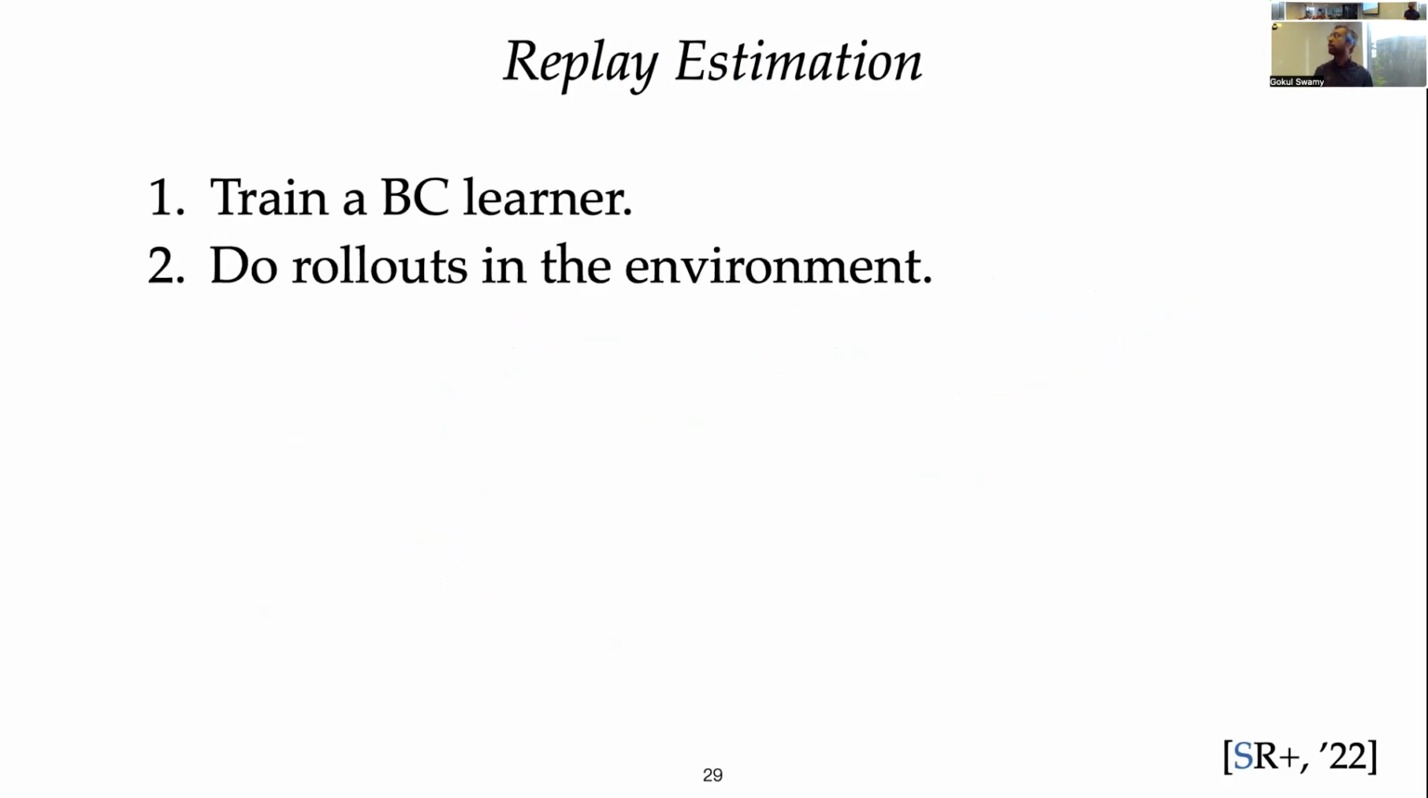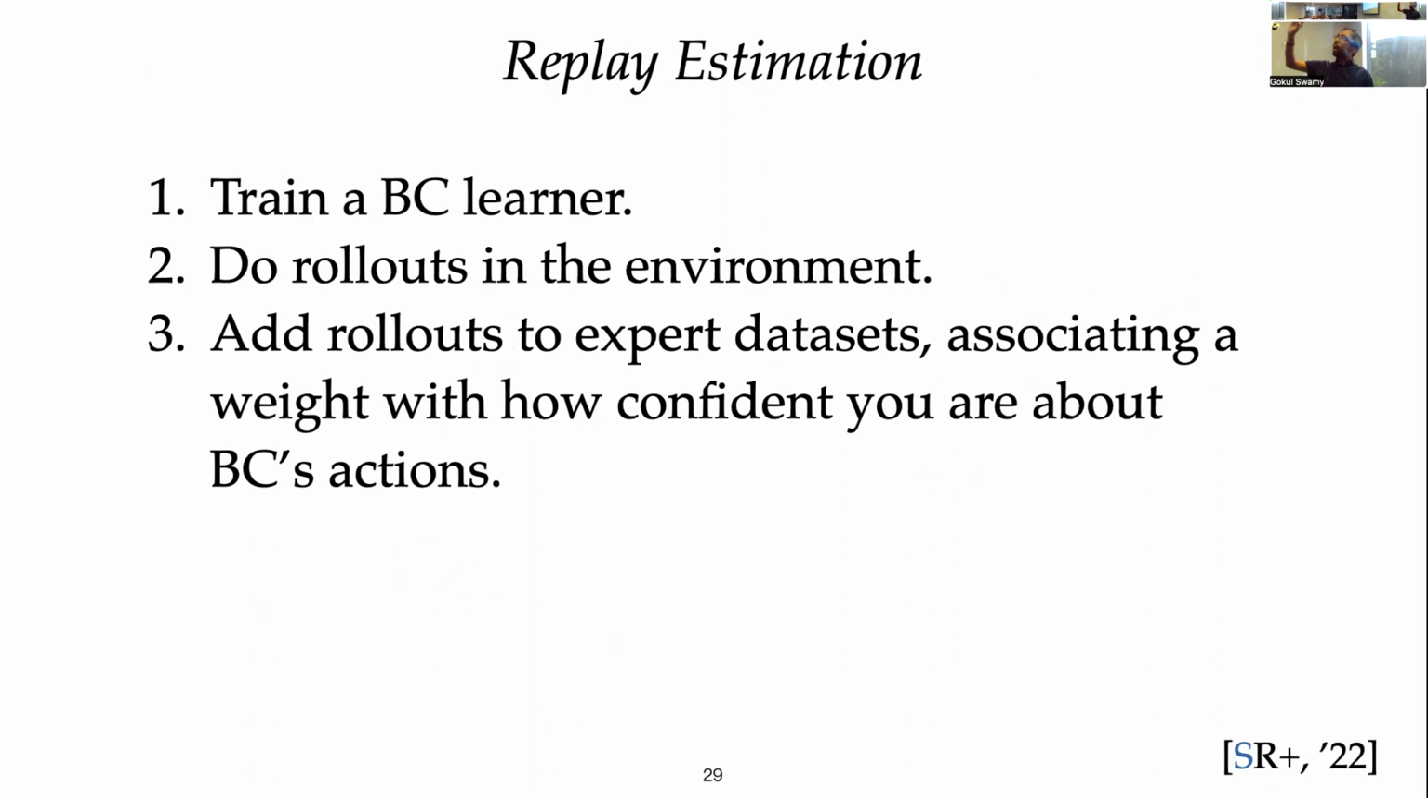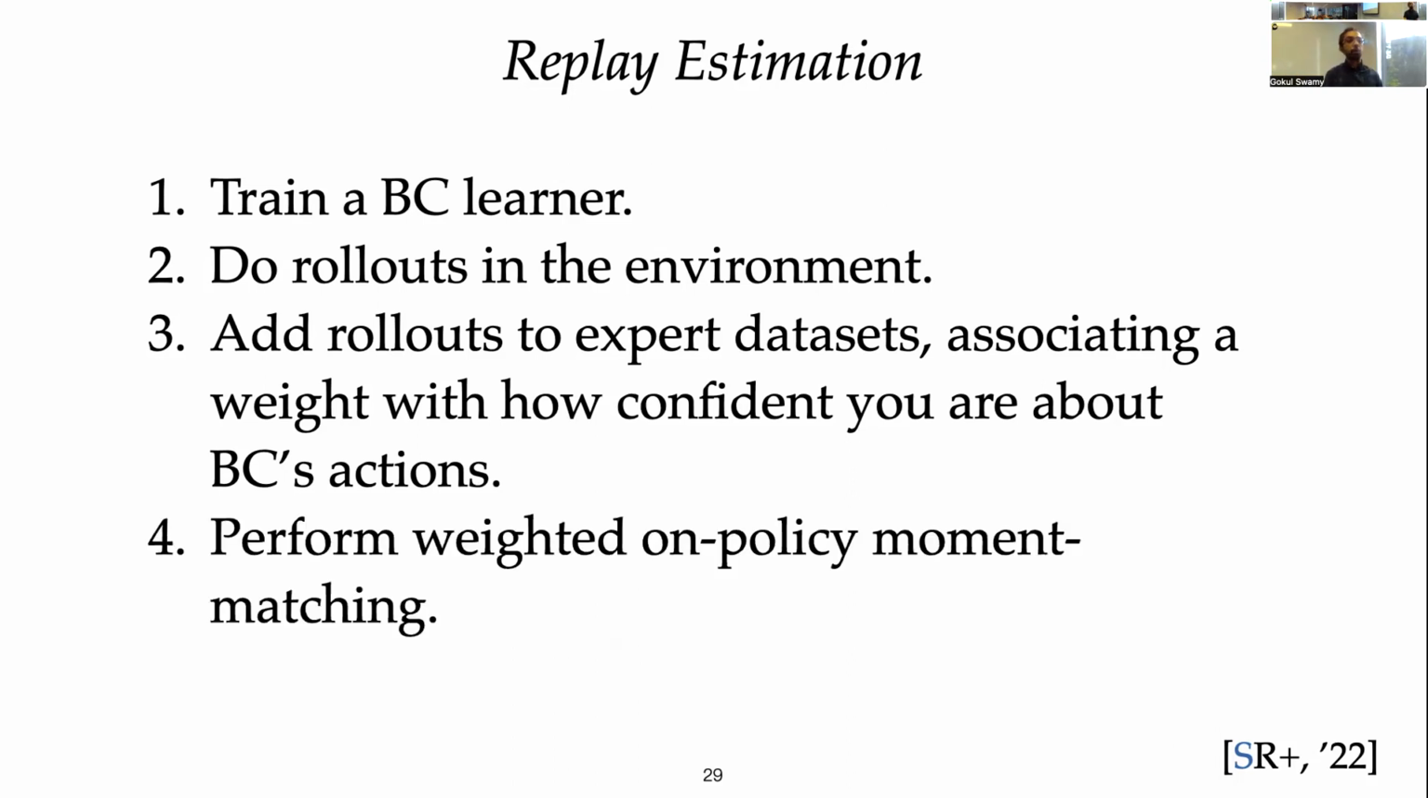We call this algorithm replay estimation. The first step is you train a behavior cloning learner. Second, you do rollouts in the environment with this learner. Third, you add these rollouts to your expert dataset, associating a weight with how confident you are about these actions. And then you perform a weighted on-policy moment matching procedure. So this might seem like a random algorithm I just pulled out of nowhere, but it turns out it actually has surprisingly strong theoretical properties.